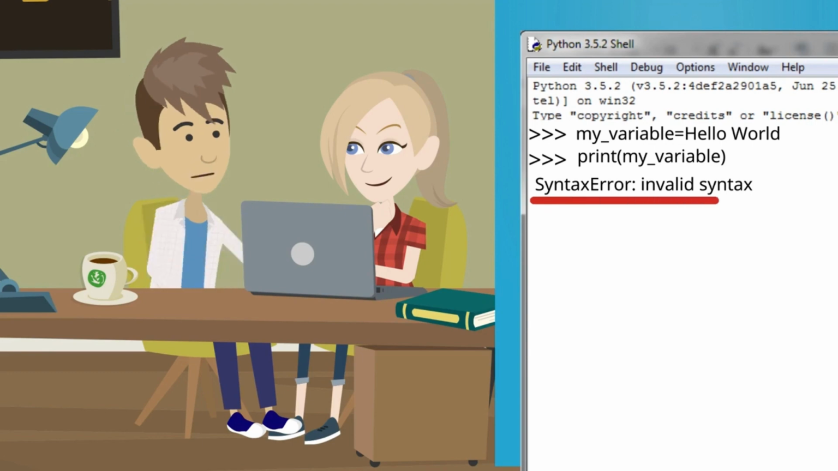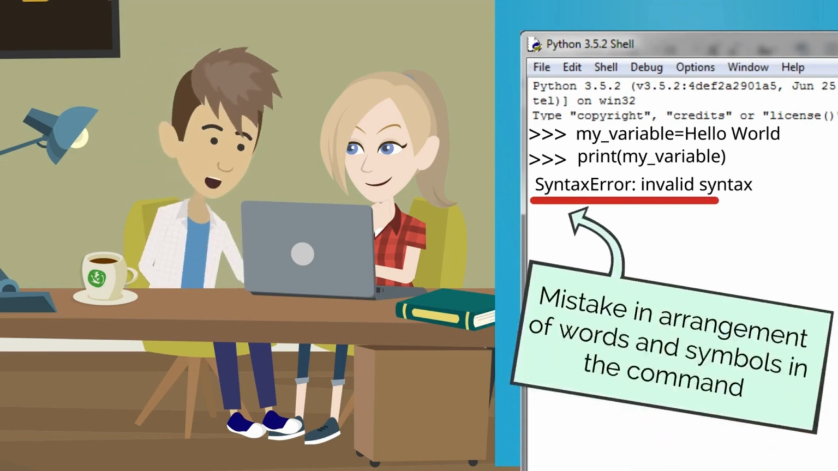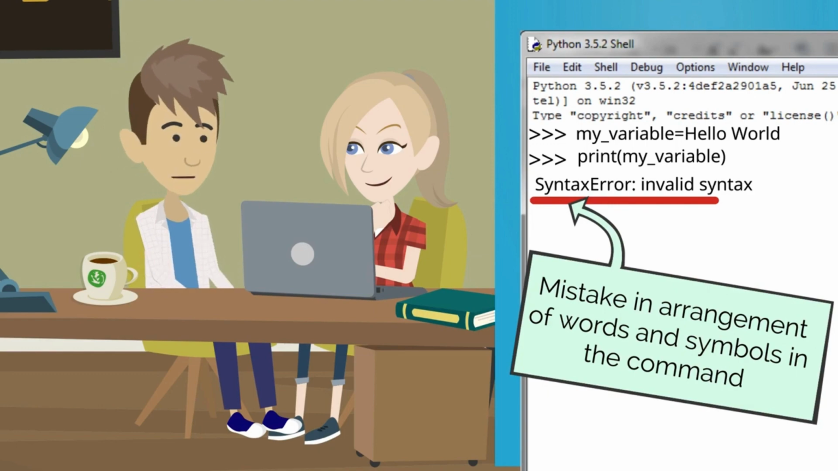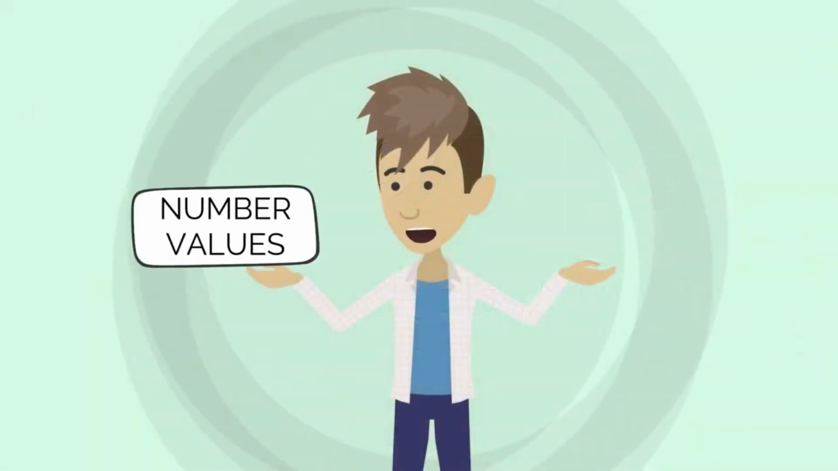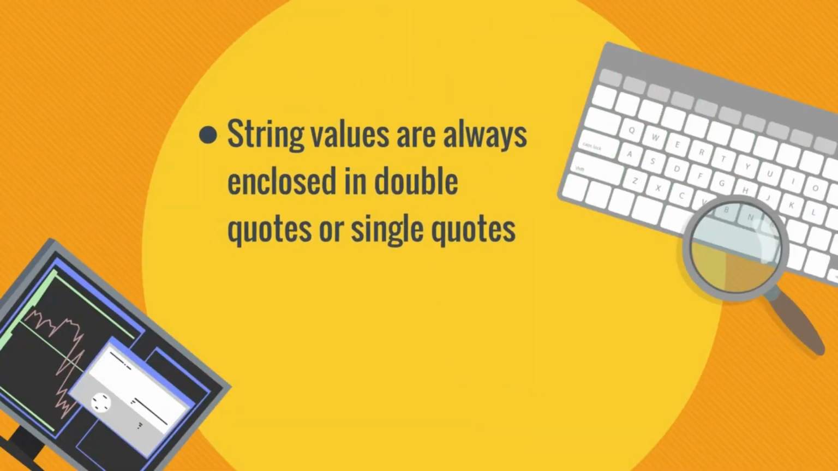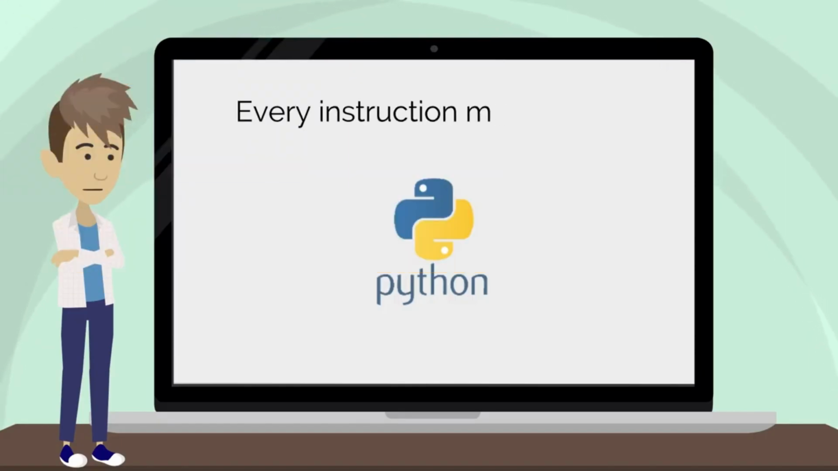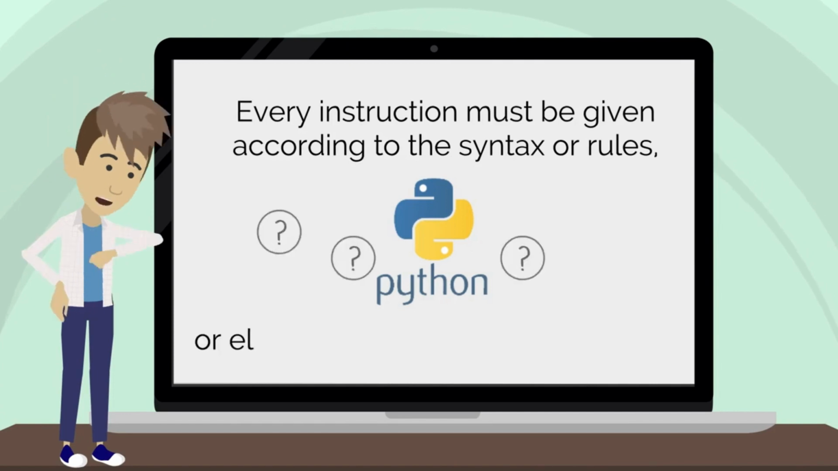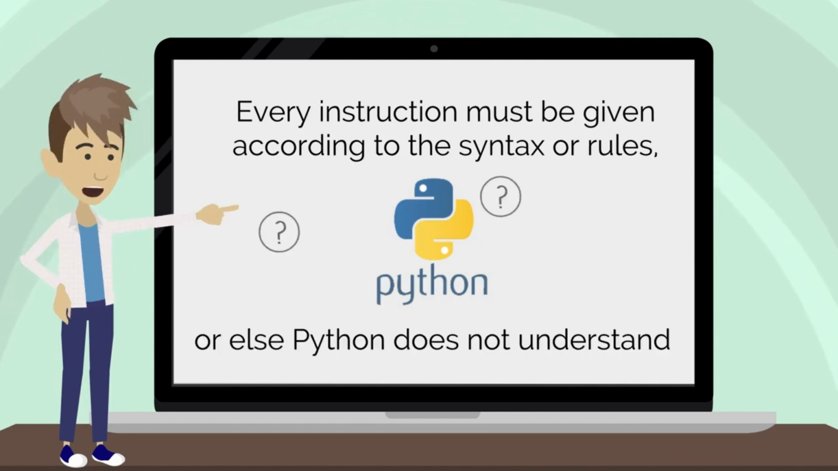You see, a syntax error message means that you made a mistake in your arrangement of words and symbols in the command. This is how number values differ from strings. String values are always enclosed in double quotes or single quotes. In Python, every instruction must be given according to the syntax or rules, or else Python doesn't understand.